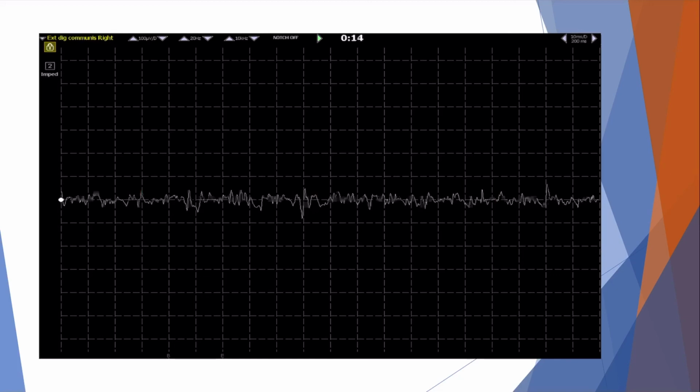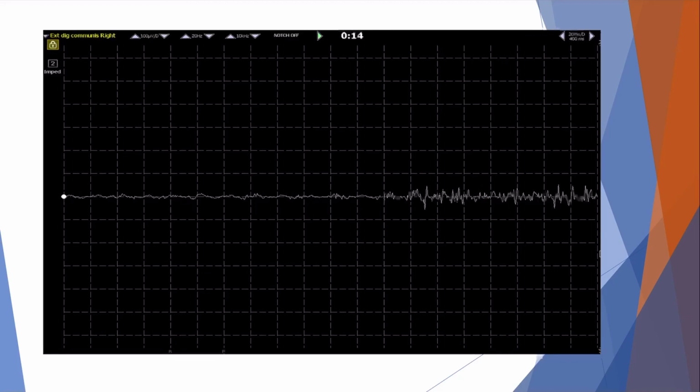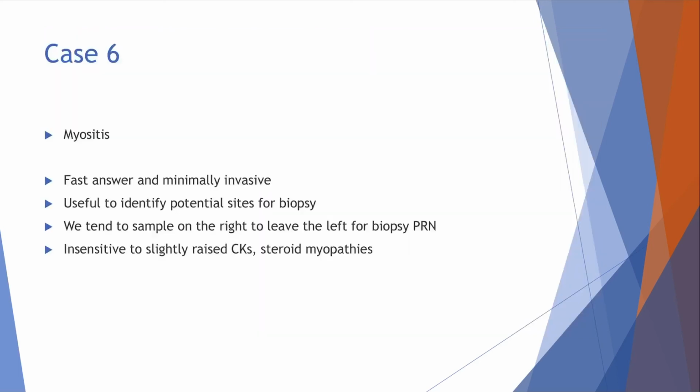This is myopathy, and in fact over here I just showed you the transition between that sort of at rest, that's activation, so really rapid activation of the muscle fibers, and as I showed you in the preparatory video, that is the hallmark of a myopathy. So this was a myositis.